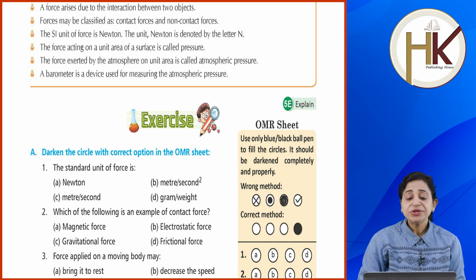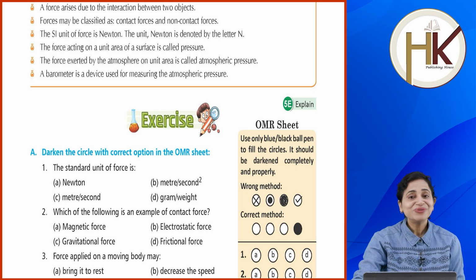The force acting on a unit area of surface is called pressure. The force exerted by the atmosphere on unit area is called atmospheric pressure. A barometer is a device used for measuring the atmospheric pressure.